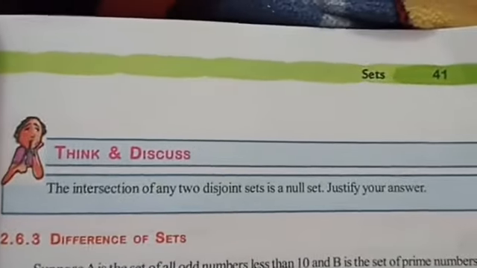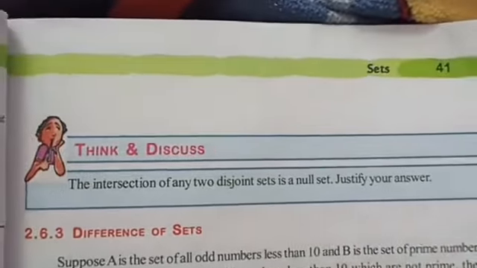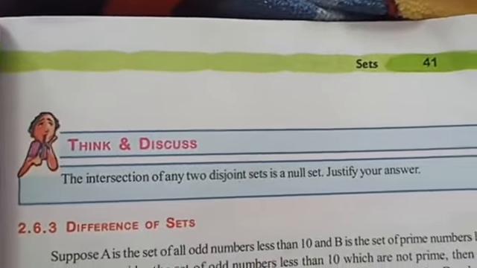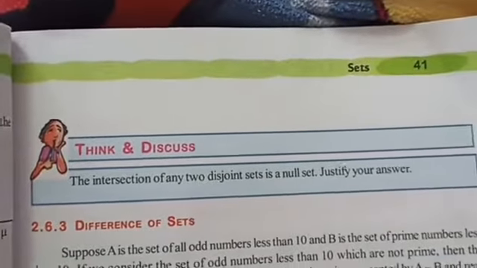So complete. Here is think and discuss. The intersection of any two disjoint sets is null set. Justify your answer. Yes or no? Yes, it is null set. Already we discussed. Okay, thank you.